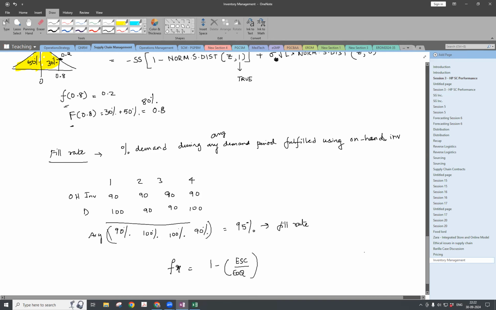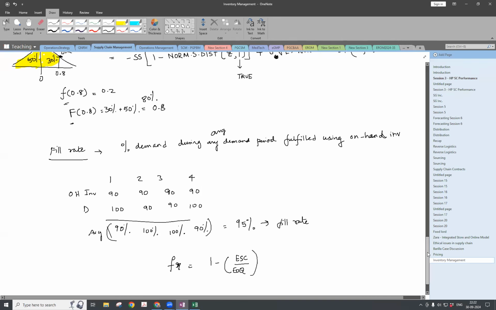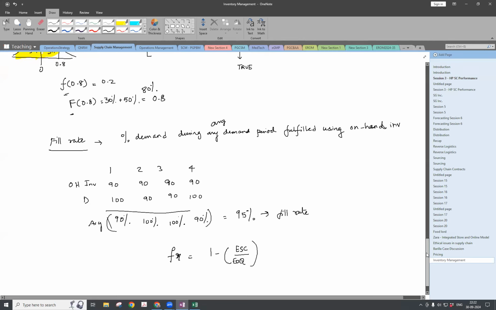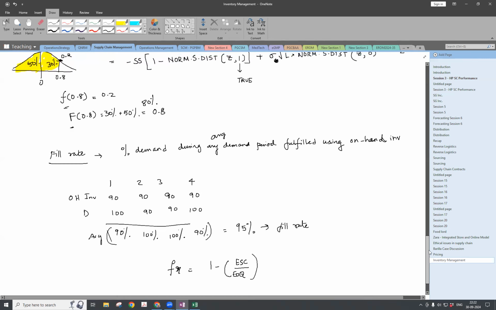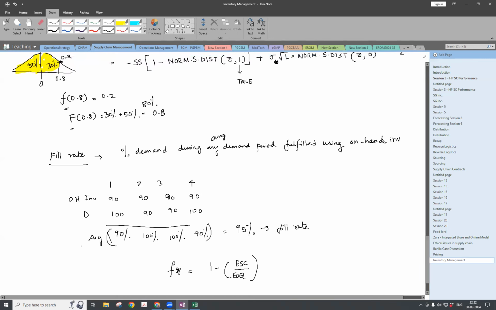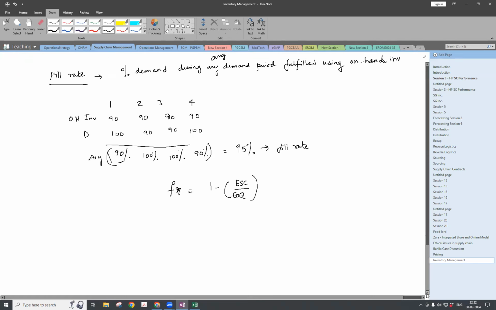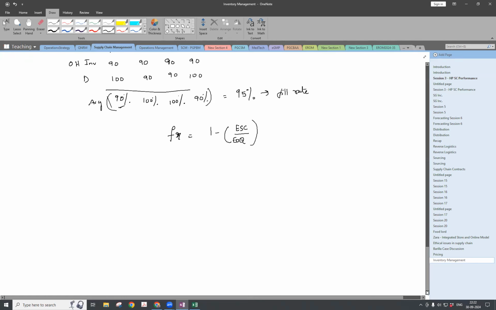Now, if you also think about it, fill rate is 1 minus whatever we have not fulfilled, right? So if we look at this, why is this 90%? Because we were not able to fulfill 10% of the demand, right? That's the reason why this 1 minus ESC by Q is coming. ESC is basically whatever fraction of the demand that we are not fulfilling. That is what we look at. All right. So this is about the continuous review.